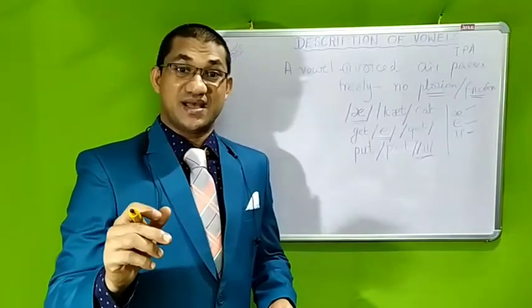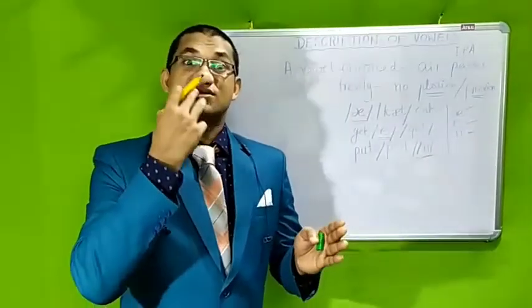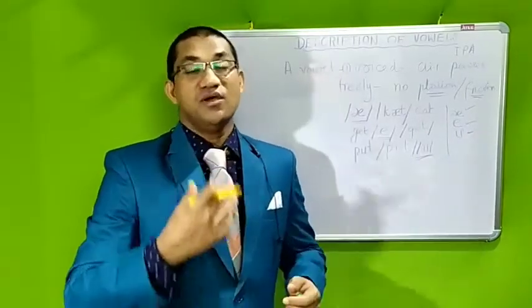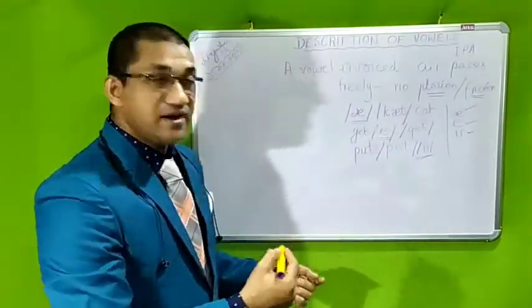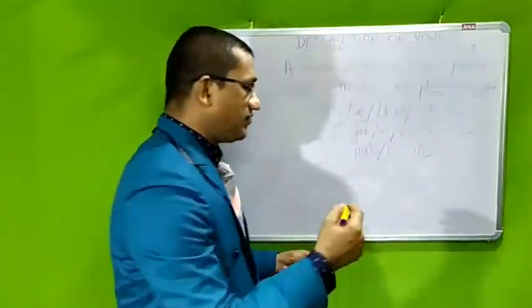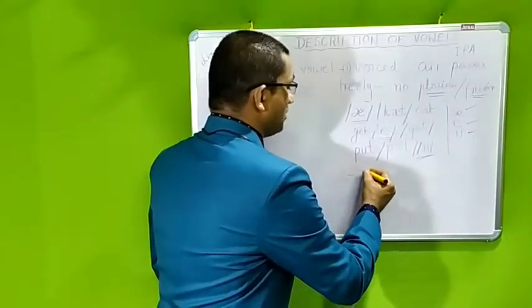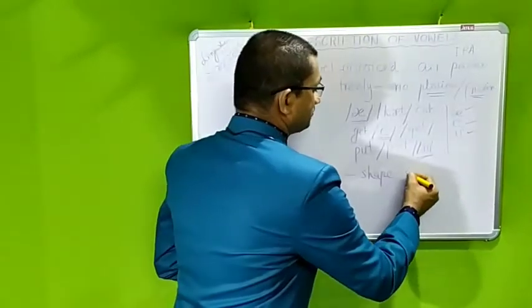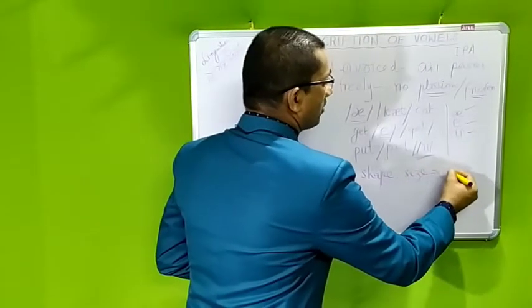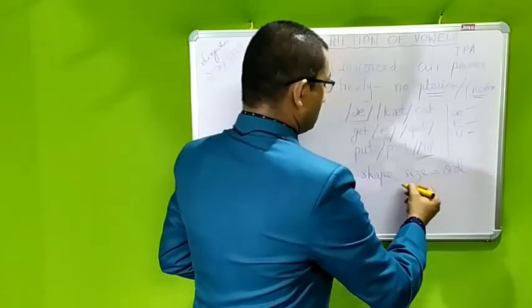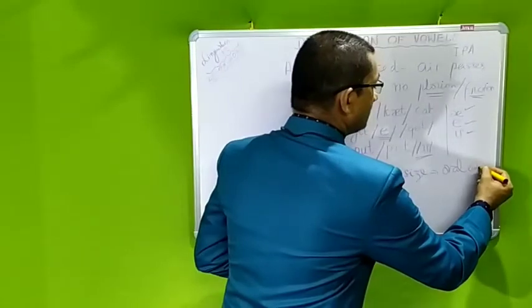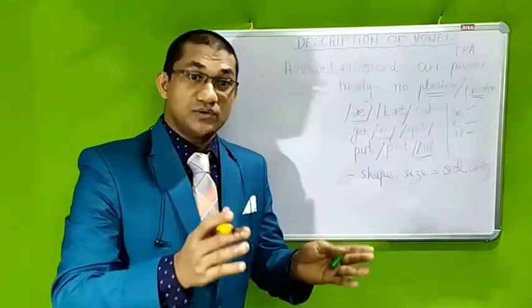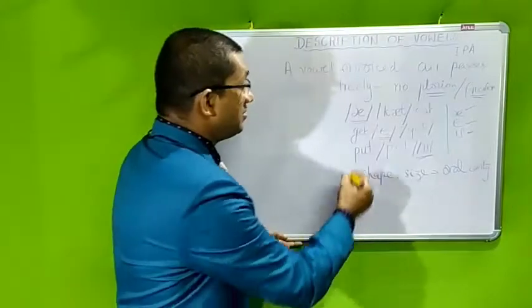And now we have to understand that it is the size and the shape of the vocal cavity, the mouth cavity, that decides the very characteristics of the sound. It is the shape as well as the size of the oral cavity that decides the characteristics of the sounds. And the next thing we have to understand about the vowel sounds.